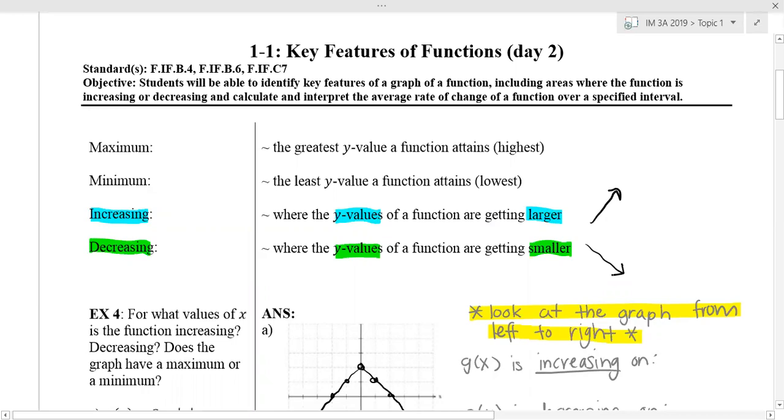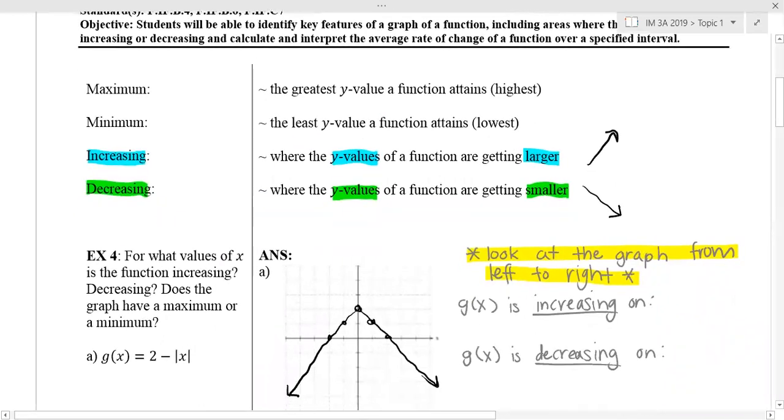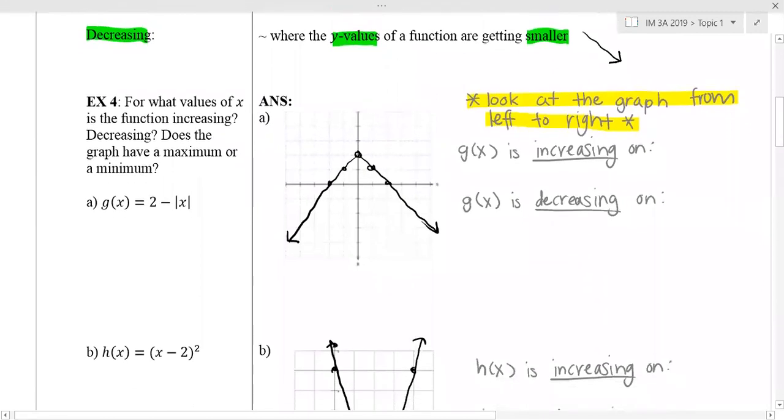We're always looking at the graph from left to right to determine this. The arrows of the graph don't really tell us anything about the answer. Remember, the arrows of the graph tell us about the domain and range. So when we're looking at these examples, we're identifying where the graph is moving upwards from left to right and where it is moving downwards.